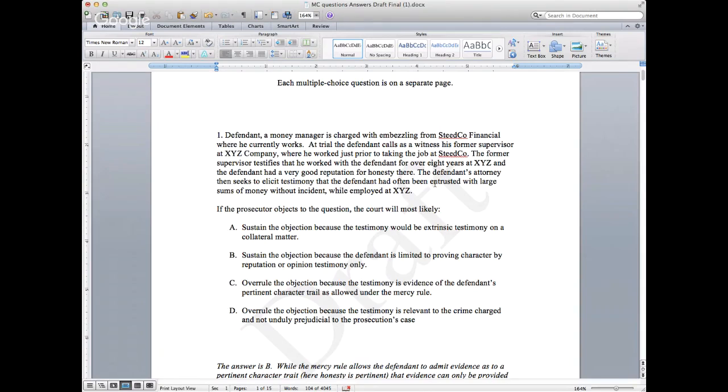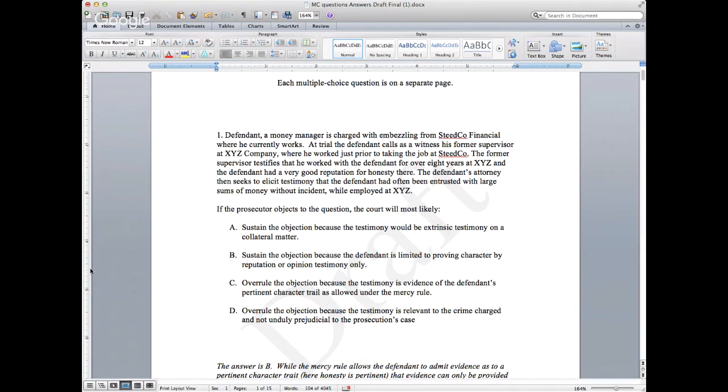This is generally held for cross, and you're stuck with the answer when you do ask the witness about a specific instance of conduct. The witness is testifying to reputation and opinion. So let's look at the answer choices. We're looking for this not to be admissible, because this is asking a character witness about a specific instance of conduct on direct.